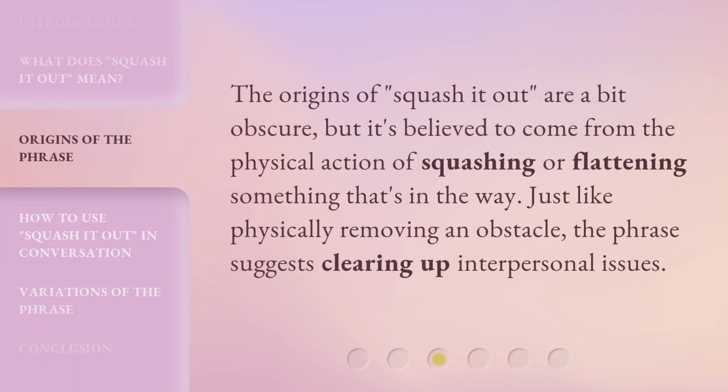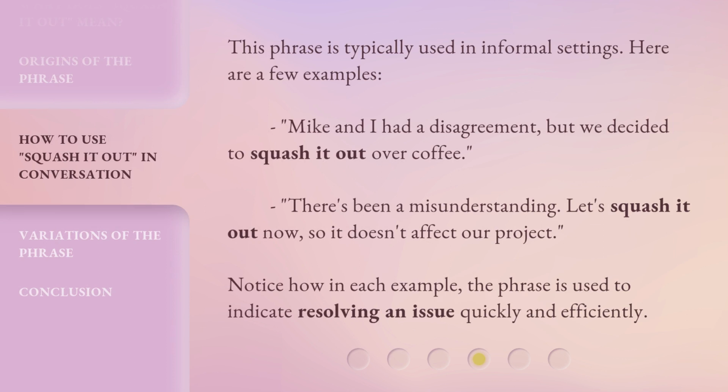The origins of "squash it out" are a bit obscure, but it's believed to come from the physical action of squashing or flattening something that's in the way. Just like physically removing an obstacle, the phrase suggests clearing up interpersonal issues. This phrase is typically used in informal settings.